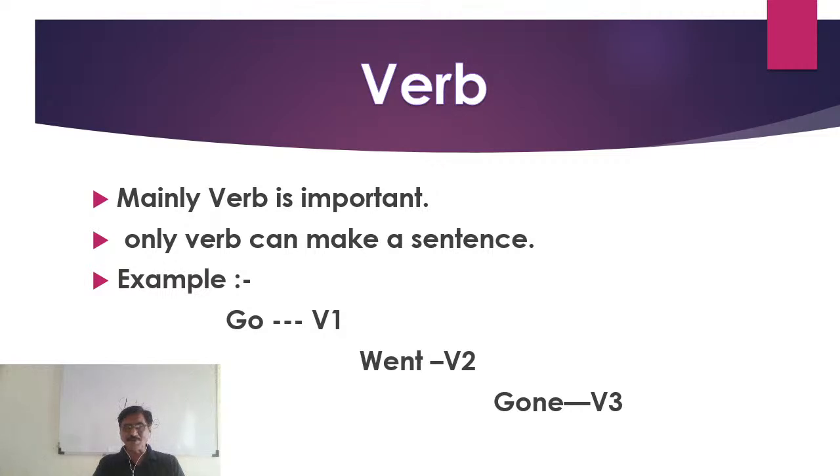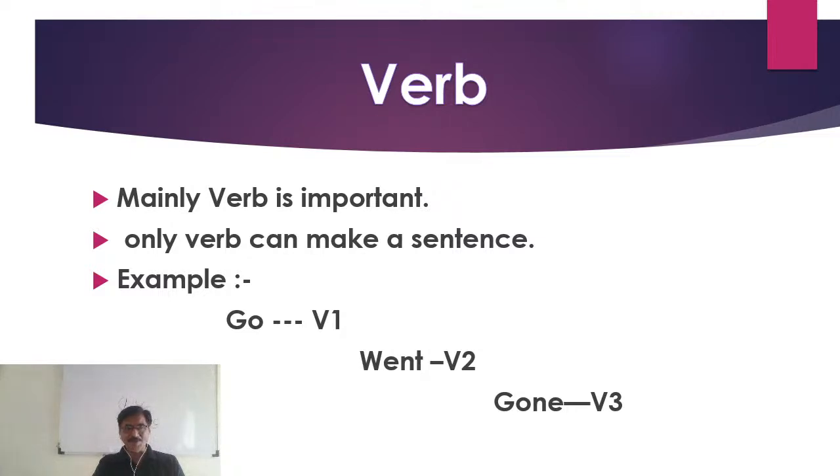Mainly verb is important. Only a verb can make a sentence. I told you that only a verb is a sentence. For example, go. Maybe it is in first form, second form or third form. Maybe you say went, maybe you say gone. But the thing is that if a verb is there, only the verb can make the sentence. So verb is very much important. I am telling you, and today we are going to emphasize, I am going to unfold about the verb only.